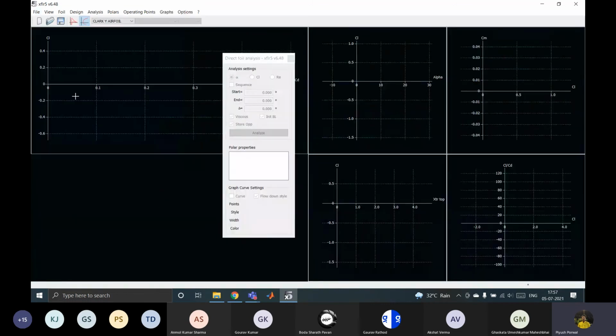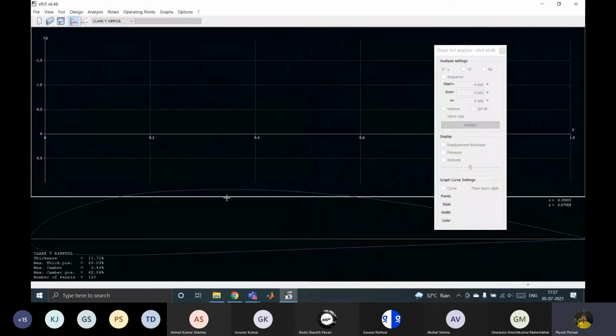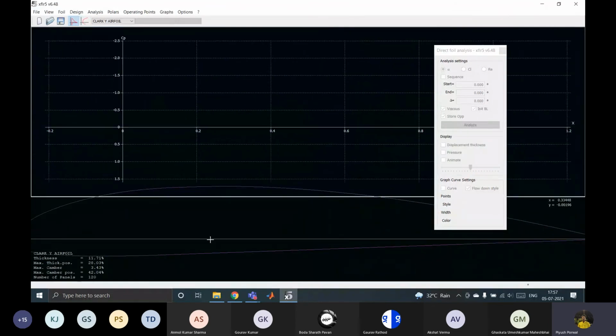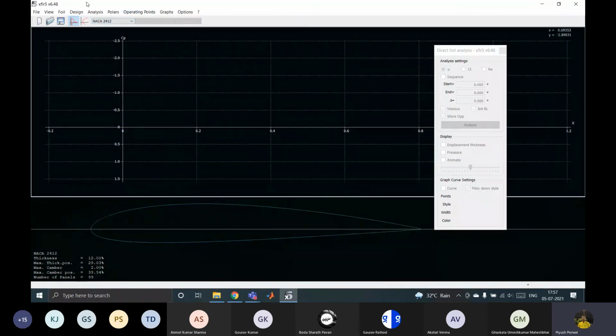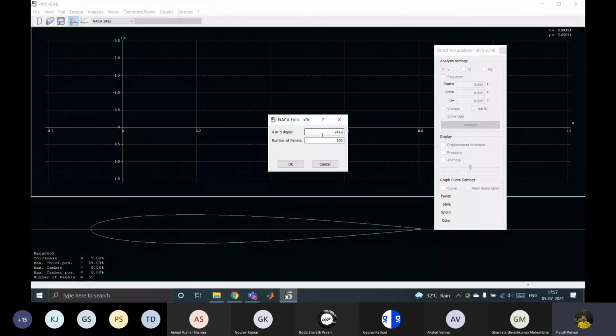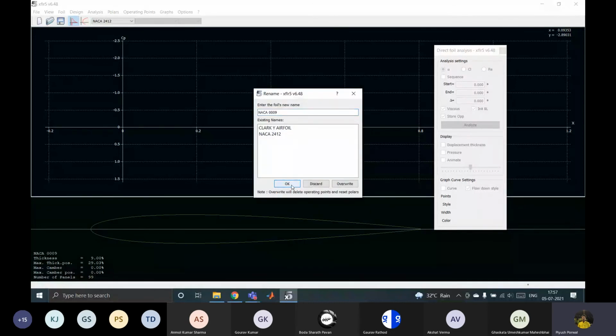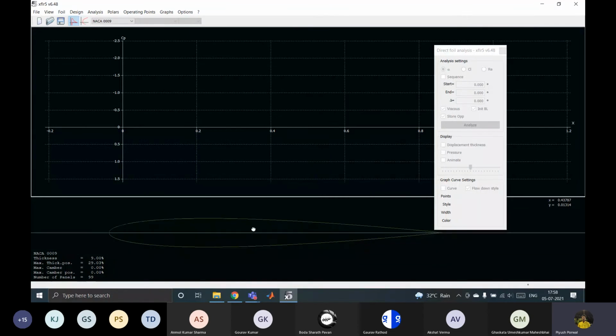You can go to direct analysis and you can see that there are 5 polar graphs, and here is the pressure distribution graph of this airfoil. From here you can change the airfoil. Let's suppose we have to perform the analysis of NACA 2412. So first we will select NACA 0009. This is a symmetric airfoil. First I will show you how a symmetric airfoil looks. So you can see that NACA 0009 is a symmetric airfoil.